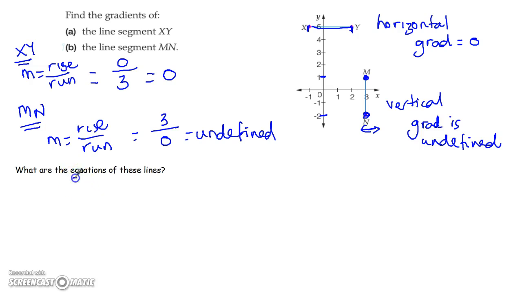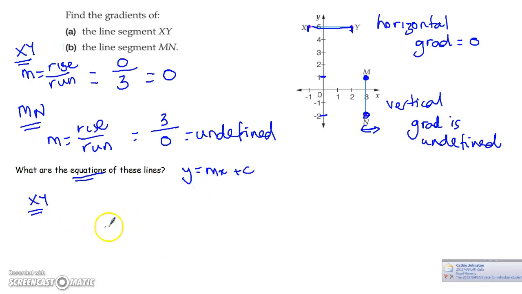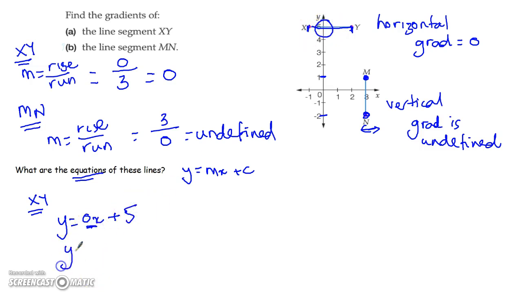To get the equations of these lines, it's actually really simple. If you have a look at the line xy, keeping in mind y equals mx plus c, the gradient of xy was 0, so we're going to go y equals 0x plus the y-intercept, which is 5. 0 times x is just 0, so we get y equals 5 as our equation.